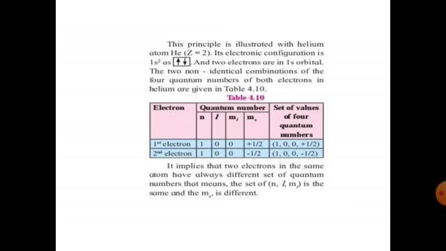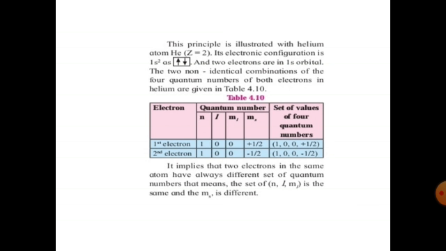The second electron is having the same value for n, l and magnetic quantum number, but only the spin quantum number is having the value minus half. So the set is 1, 0, 0 and minus half. So this implies that in any atom, if there are 2 electrons, they may have the same value of n, l, m, but the spin quantum number should always be different, either plus half or minus half. It implies that 2 electrons in the same atom have always a different set of quantum numbers.